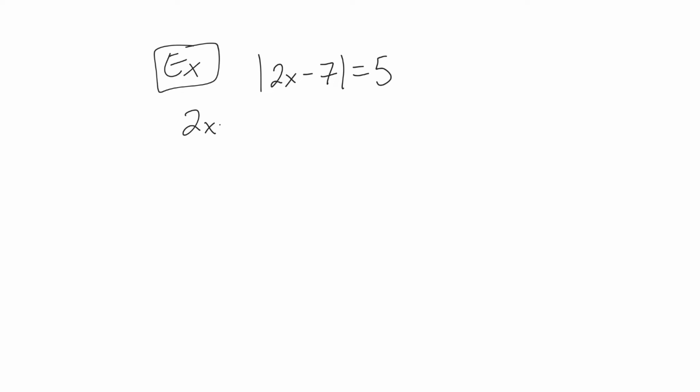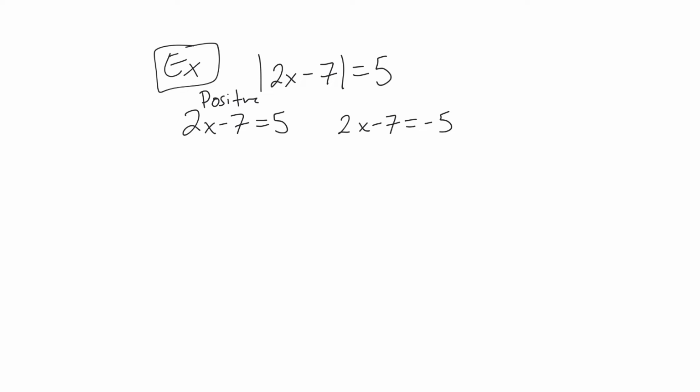So we can have 2x minus 7 is equal to 5. That would be the positive case. We're equal to 5 units above it. But what if we're 2x minus 7 and we're 5 units below it? Well, that would be the distance is negative 5.